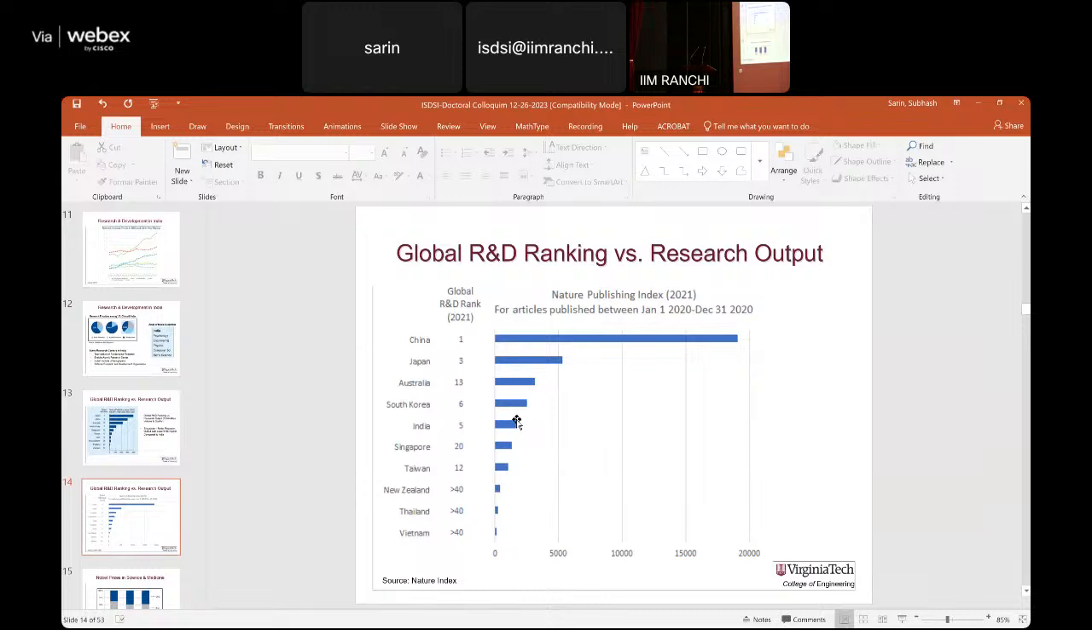Things have changed a little bit by 2021. Those figures were from 2014. India has moved up a little bit. So things are happening, but there's still a lot of room for improvement if you want to make headway, relatively speaking, on the world stage.